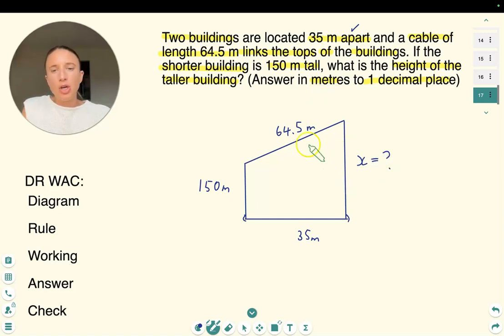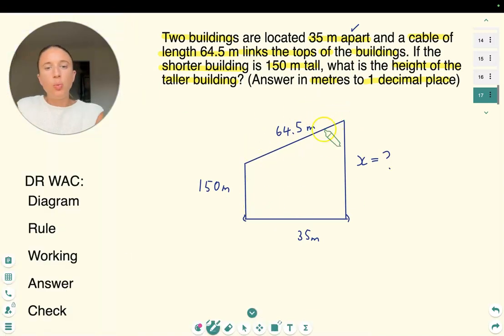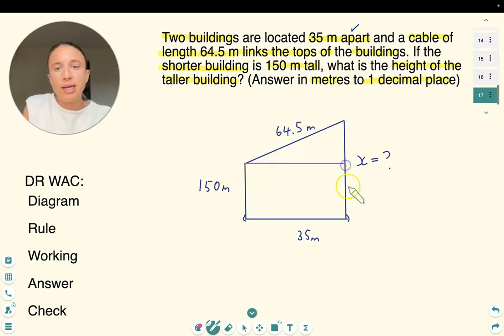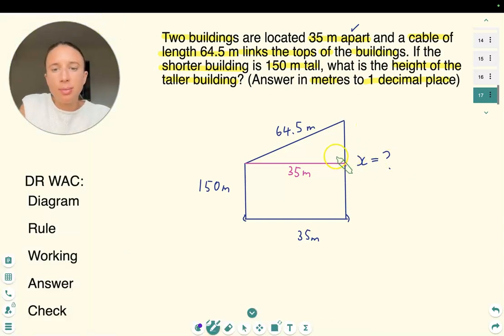Okay. Looking at this, it looks a bit scary, but our key, if you've got this weird quadrilateral shape, is to draw in this line straight away, because these horizontal lengths are the same. It's how far apart they are. So this is 35. This must also be 35. Then, what else have we got? I'm going to put a right angle there.